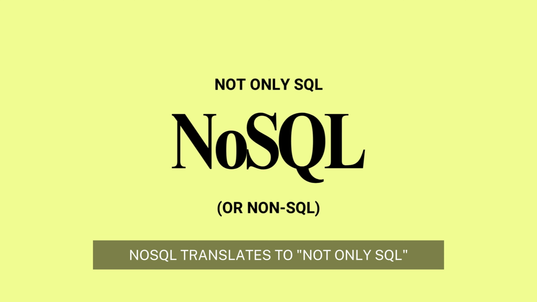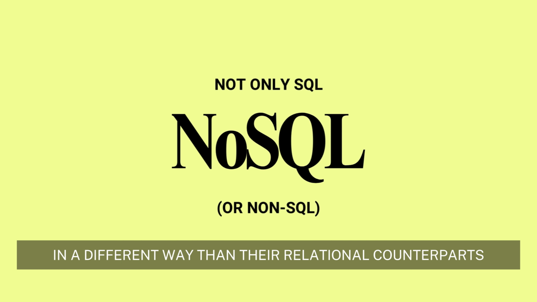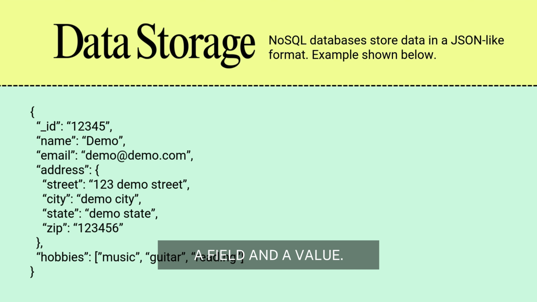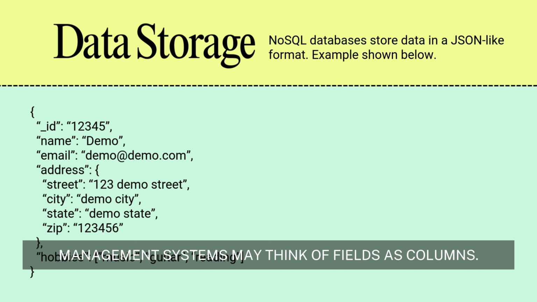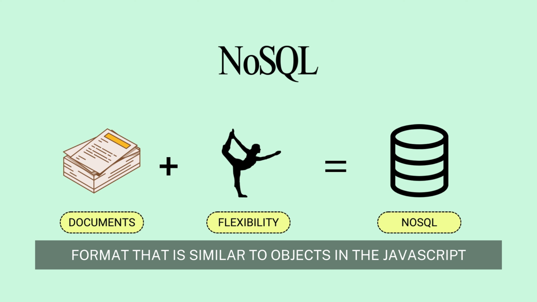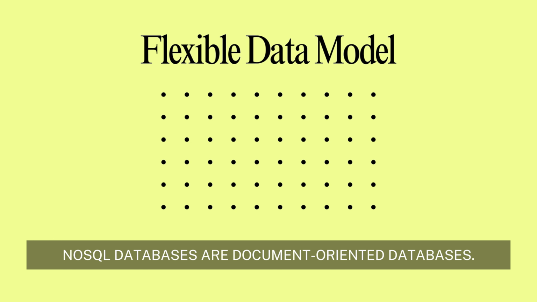NoSQL translates to not only SQL. Some say it stands for non-SQL, but either way, NoSQL databases store data in a different way than their relational counterparts do. Each document consists of two things, a field and a value. Those familiar with relational database management systems may think of fields as columns. NoSQL databases store data in a document-oriented format that is similar to objects in the JavaScript Object Notation or JSON. As such, NoSQL databases are document-oriented databases.